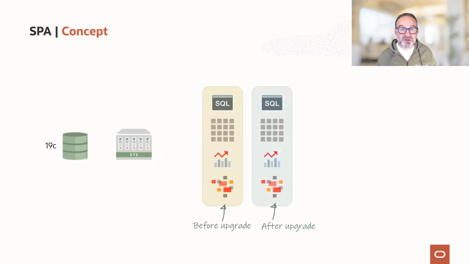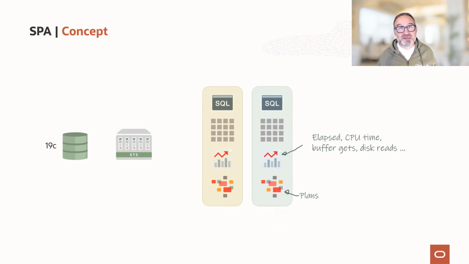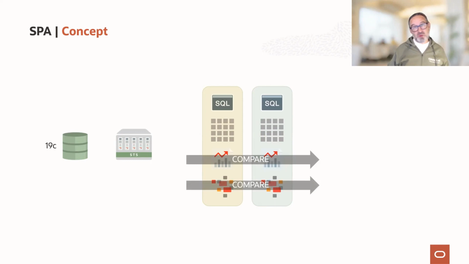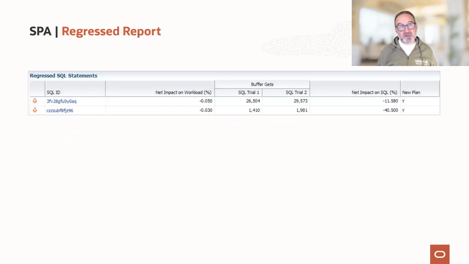And in order to get good results, statements are simulated more than once, of course. So we have now before upgrade and after upgrade, or before migration and after migration. And we compare now on 6 different metrics. So elapsed time, CPU time, buffer gets, and disk reads are the most important ones. And we compare, of course, also plans before, after. So this comparison is really important. And what we get here, we generate a regression report. So we see here just 2 statements.